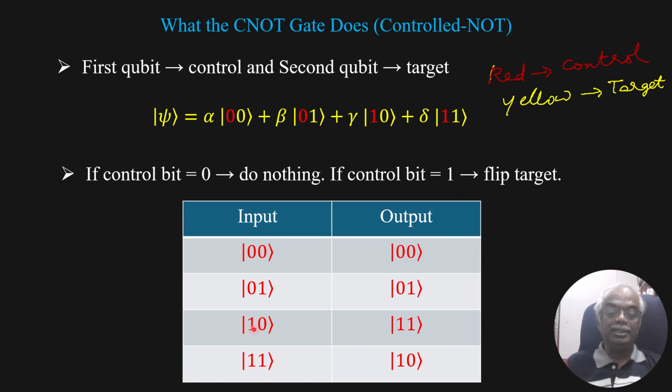Then the third state is ket 1,0. Here the first bit is 1. Naturally, it will flip the second one. So this 0 will become 1. So the output is ket 1,1. What about the last one? That is ket 1,1. So here the first bit is 1. So this will flip the next one. So this 1 becomes 0. So this will be ket 1,0.